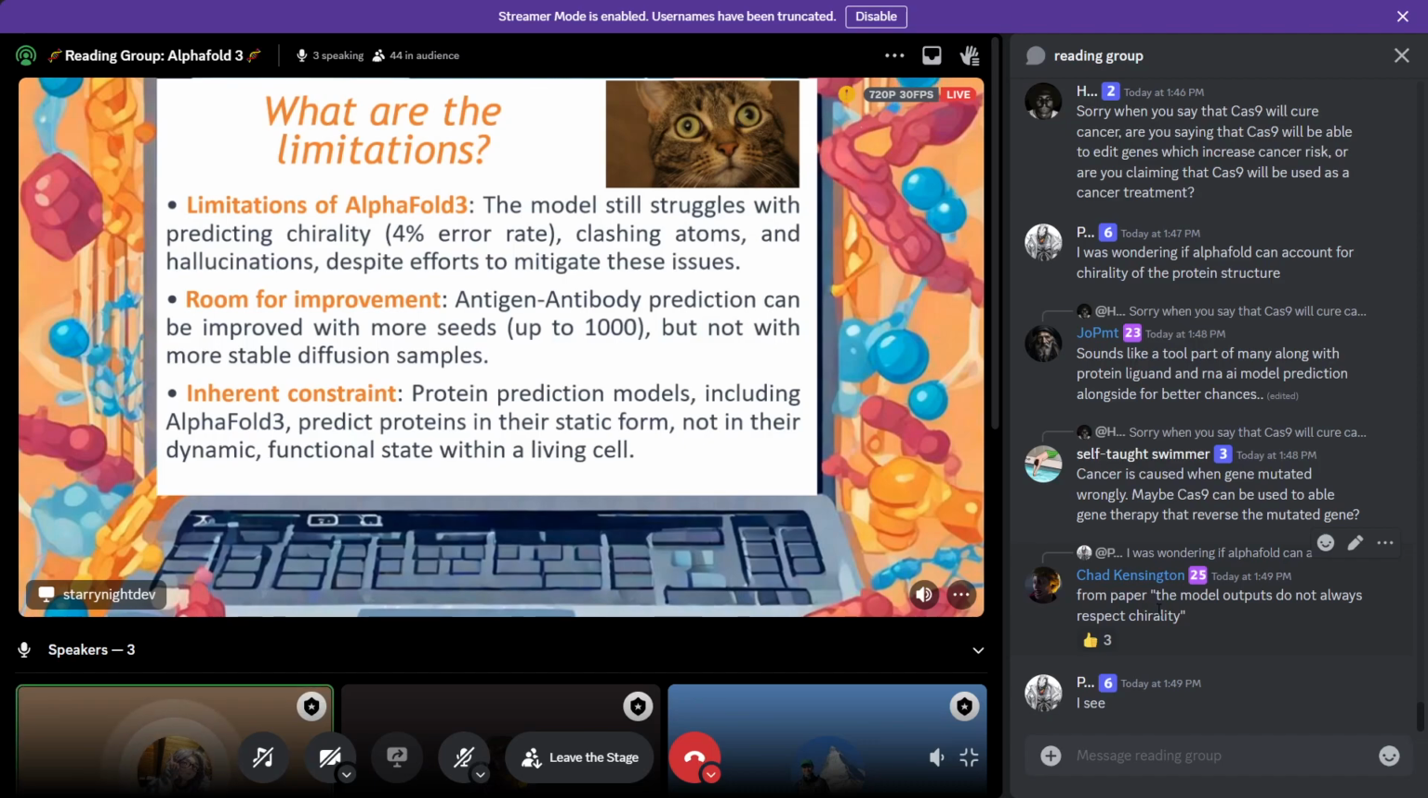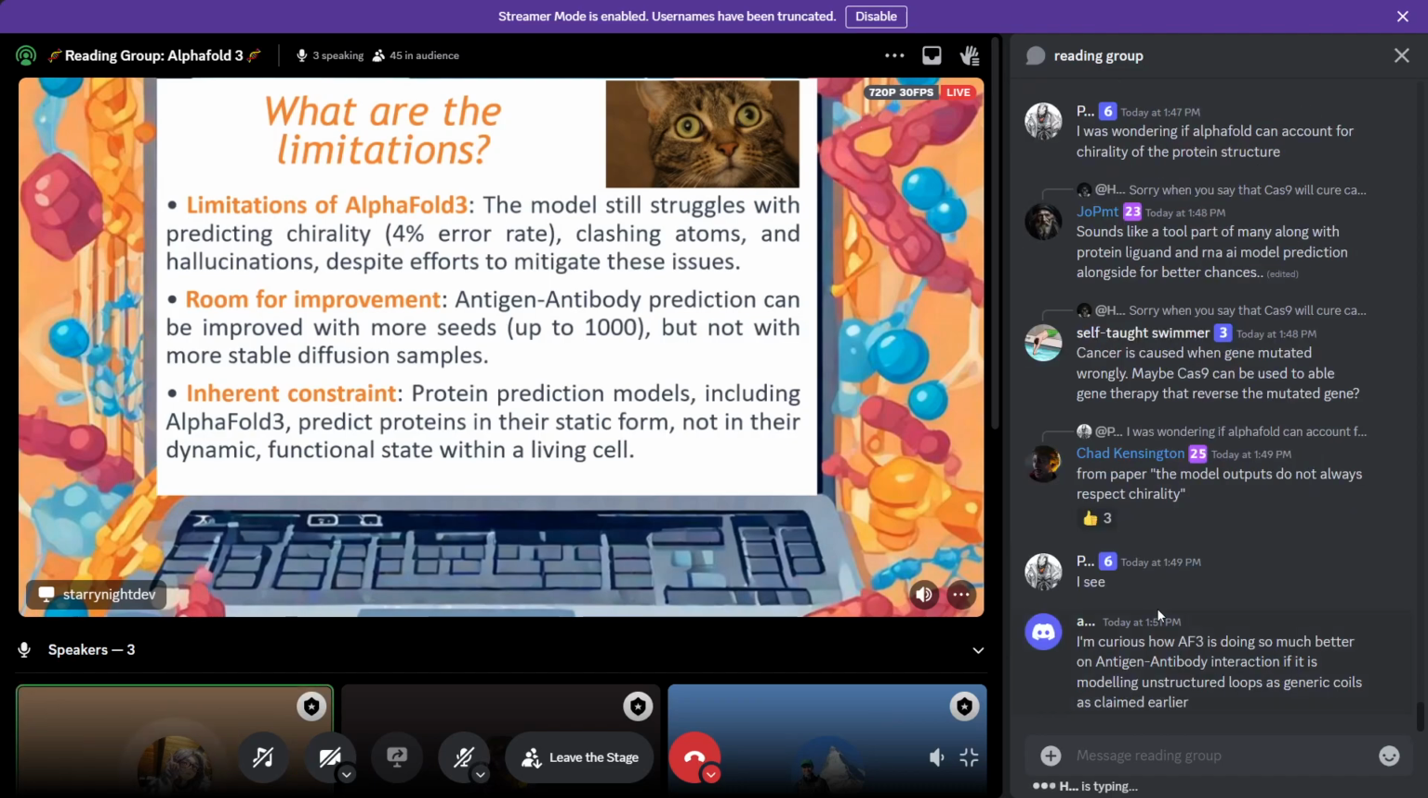Okay, and so this is a little bit of a struggle, especially when it comes to long strings of DNA interacting with large proteins. And also we have the problem that we already mentioned of hallucinations, but obviously DeepMind tried to mitigate these issues. Okay, also there is some room for improvement in the paper. In the discussion of the paper, they say that this antigen antibody architecture is problematic in some way, and they had better results with more seeds.